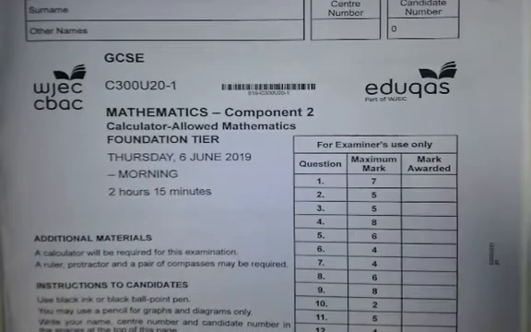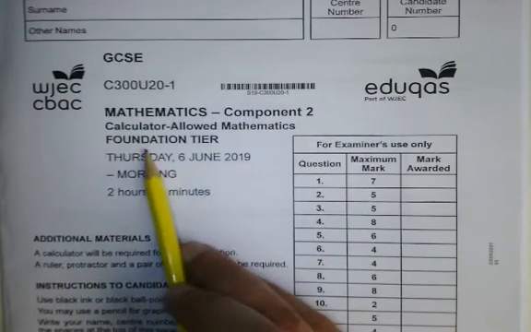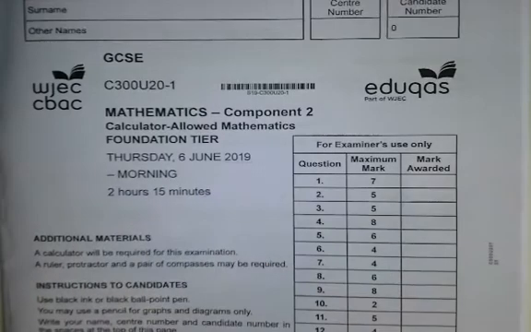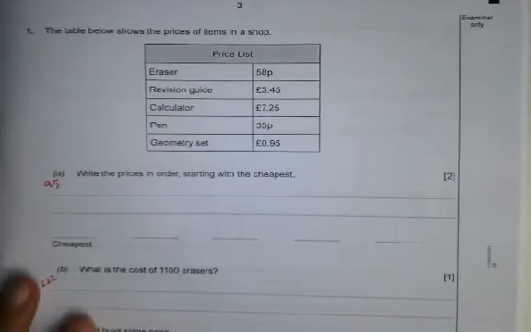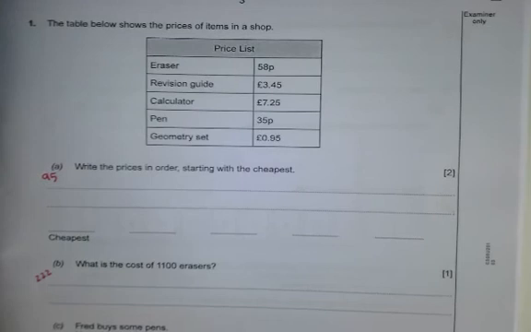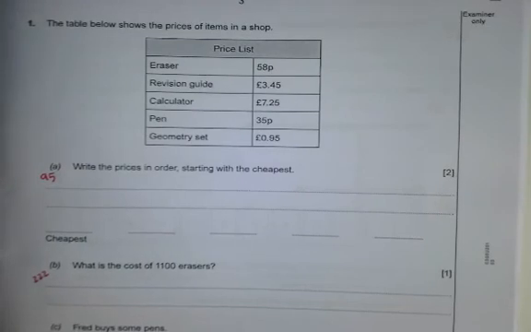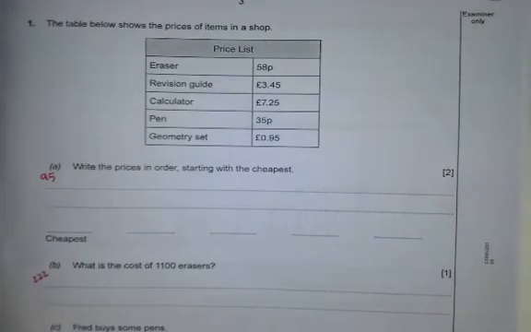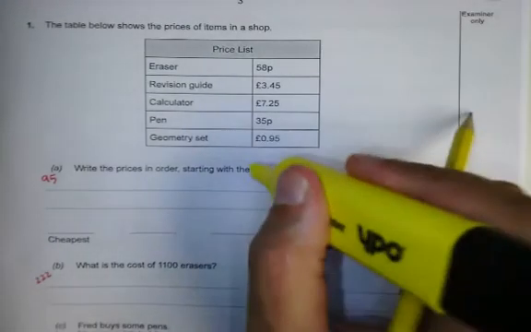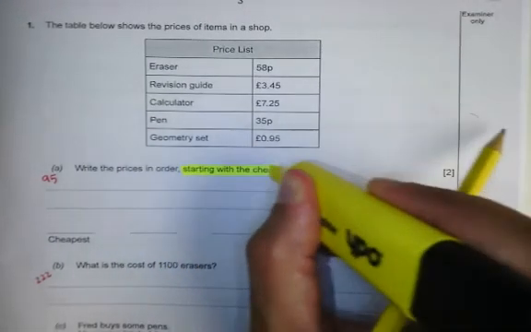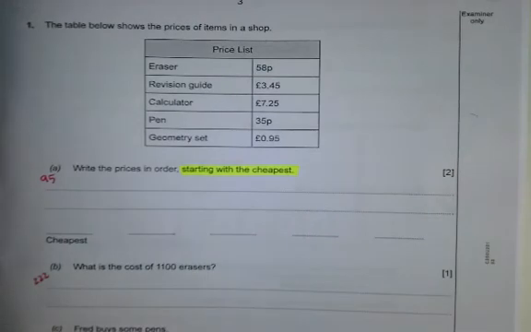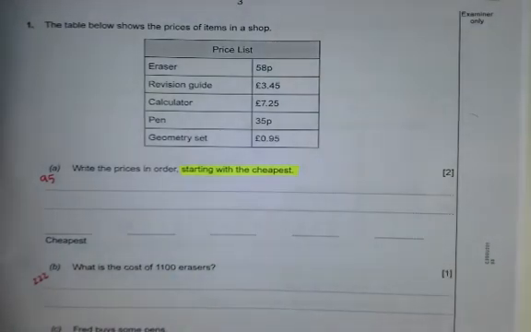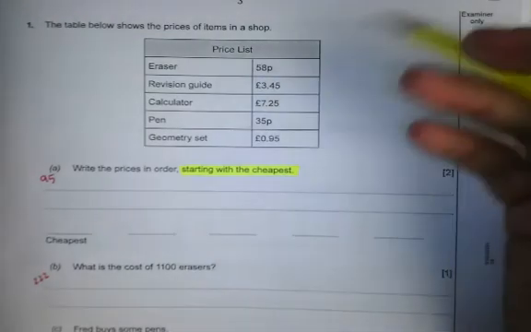Okay, so this is component 2 or paper 2 of the higher foundation tier, 6th of June 2019. So question 1. The table below shows the prices of items in a shop, and part A says write the prices in order starting with the cheapest. Make sure you pay attention to that. There's always somebody who starts off the most expensive and goes backwards, so the cheapest ones. This should be really easy.